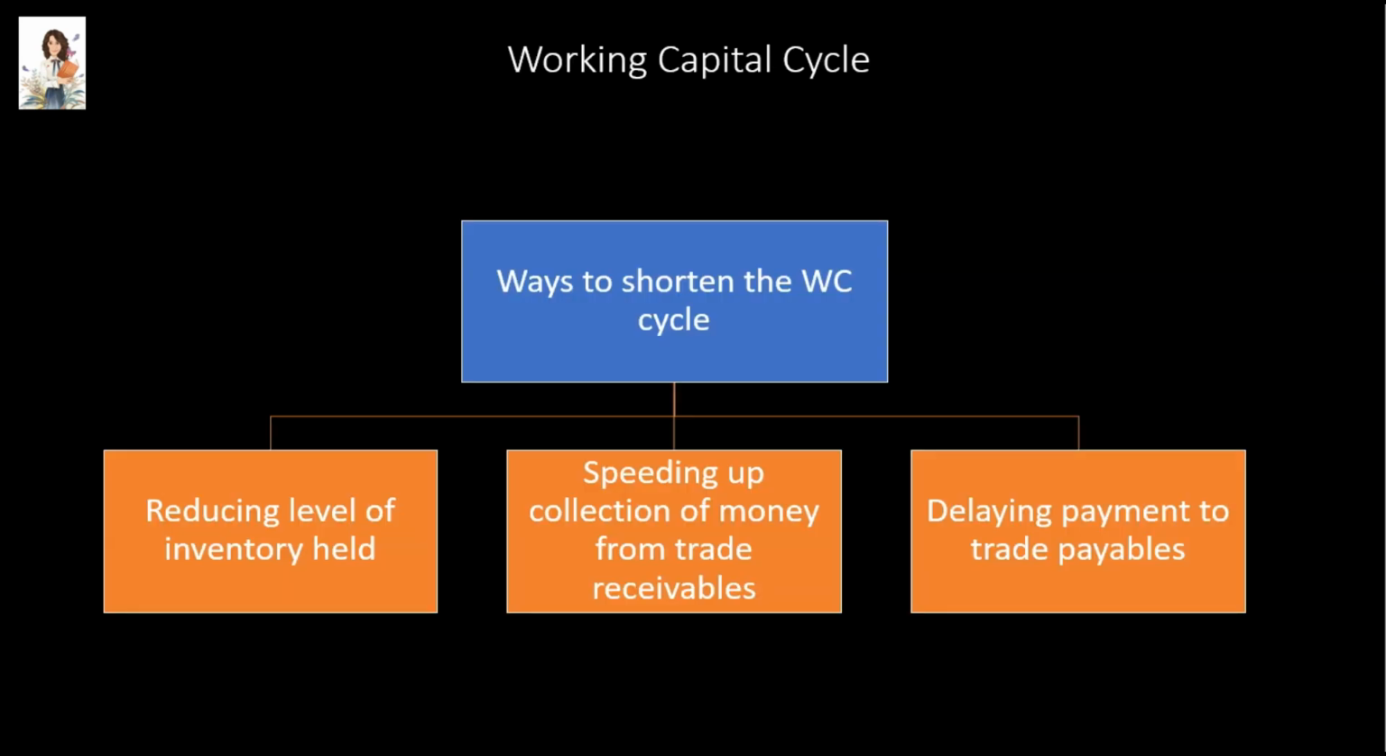To shorten the working capital cycle, the company can either reduce the level of inventory held, which will reduce the inventory turnover ratio, or it can speed up collection of money from trade receivables, which will reduce the trade receivables turnover ratio, or it could negotiate better terms of credit with the trade payables, which would increase the trade payables turnover ratio. The idea is to hasten the cash inflow as much as possible and to delay the cash outflow as much as possible. Hence, we see that the working capital cycle is a liquidity ratio.